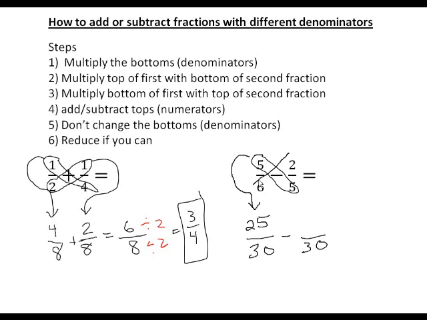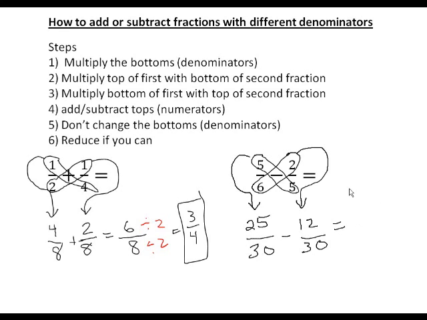Step 3, multiply the bottom of the first with the top of the second. See how this turns out to be a nice pretty little picture here. This is not cross multiply. Some people will mistake this with cross multiply. This is just using the cross method, but it's not called cross multiply. Cross multiply is when you have an equal sign in the middle. So 6 times 2 is 12, and we have a 12 right here.